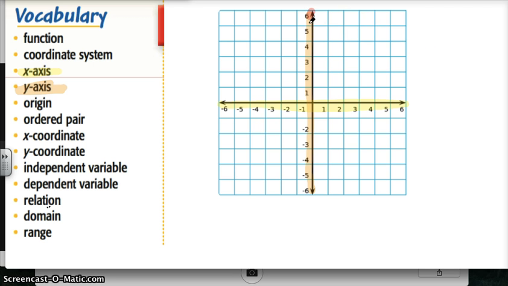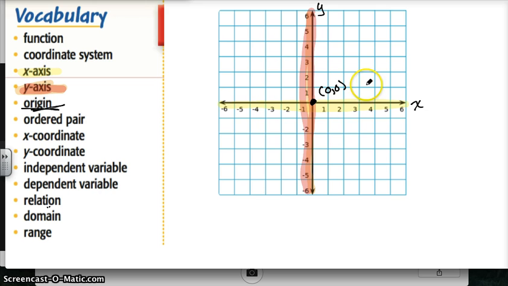Let me use red to highlight that. It's a little bit more distinctive. And so that's my y-axis. The point in the center, this point right here, is referred to as the origin. That's the origin. And the ordered pair that's associated with the origin is 0, 0, because you go to 0 on the x-axis and 0 on the y-axis to find it.